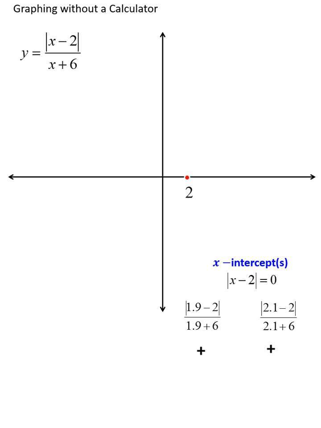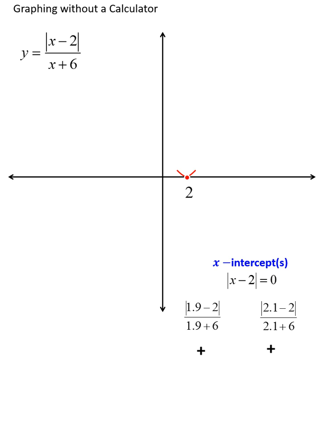They tell us where the graph is relative to the x-axis. In other words, because the function has a positive value to the left of 2, it's going to be slightly above the x-axis when x is 1.9. Likewise, it's going to be slightly above the x-axis when x is 2.1. And that tells me that the behavior near 2 is as shown in the graph here.